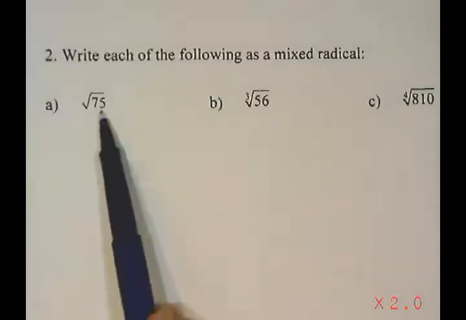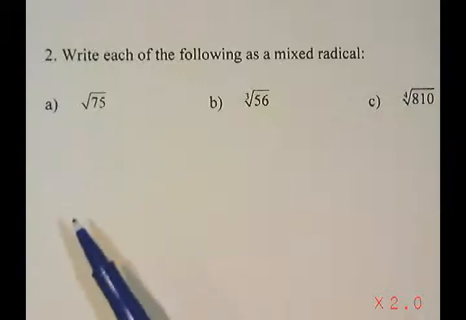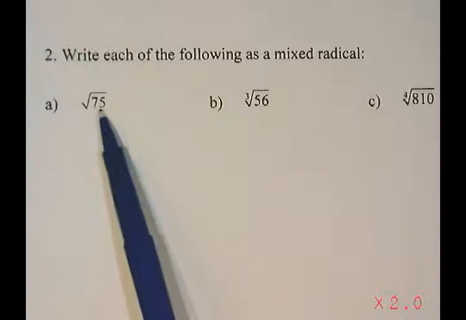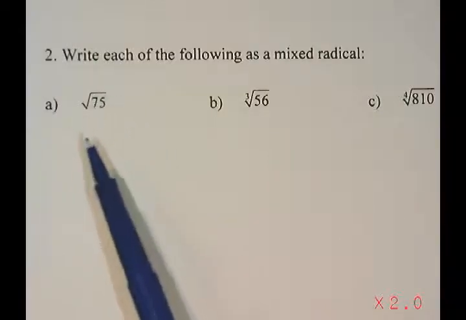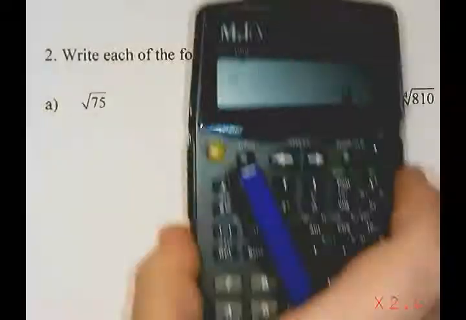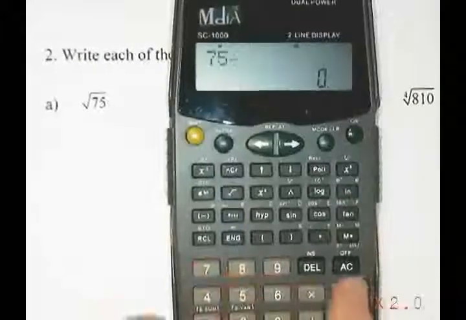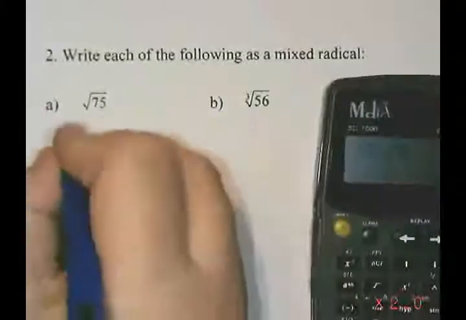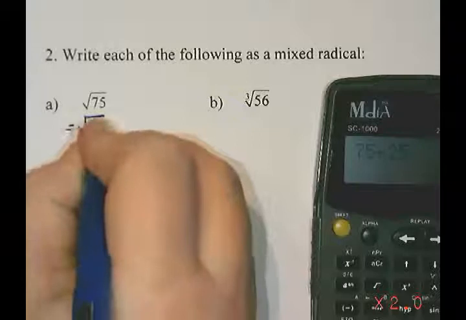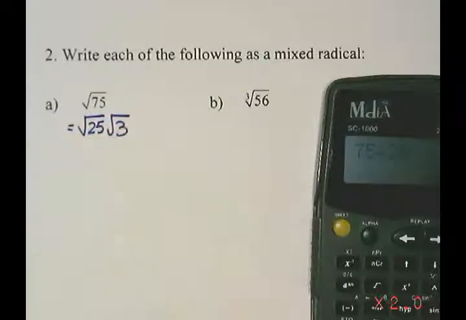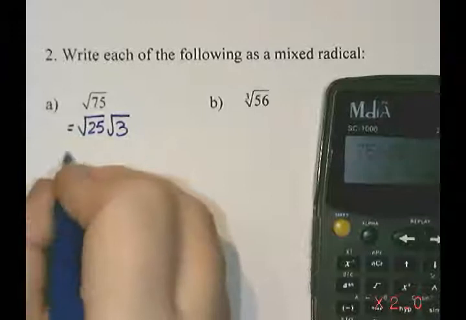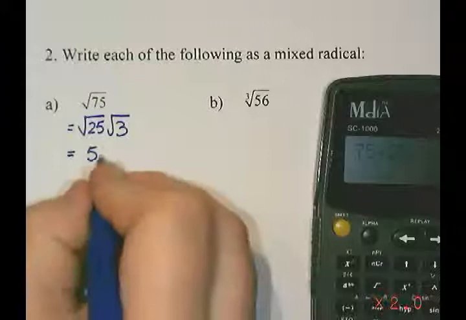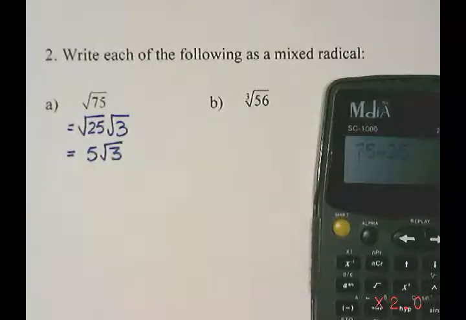Now I notice it's not an even number, so 16, 4, 36, 64, none of those would go in there. And I also notice that it ends in a 5, which makes me think maybe 25 might work here. So I'm going to take a look at 75 divided by 25, which is 3. So this I'm going to say is the same thing as the square root of 25 times the square root of 3. Now the square root of 25 is 5, and the square root of 3 is a decimal, so I want to leave it in exact form as the square root of 3.